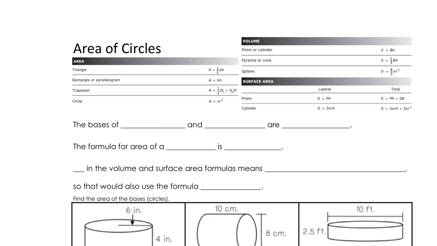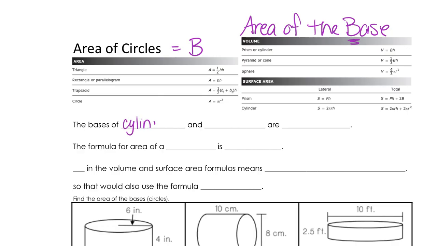All right, you guys, today we're going to look at area of circles, or in other words, big B, area of the base. I want to make sure we are very clear that big B means area of the bases. The bases of cylinders and cones are circles.